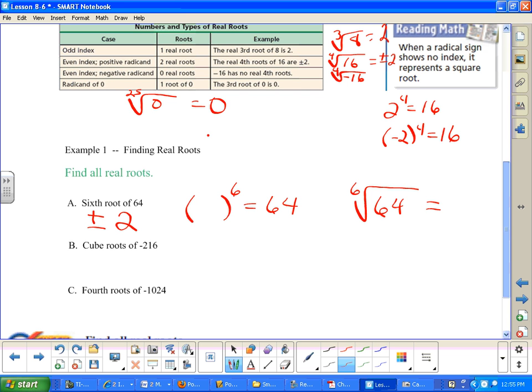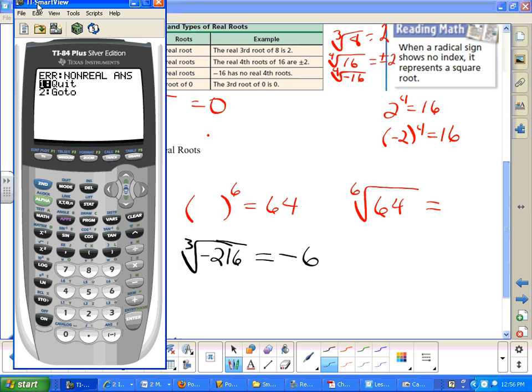So then we're talking about the cube root of negative 216. And you could type that right in your calculator. Right? And when you do that, it'll give you negative 6. Cube root of negative 216, negative 6.